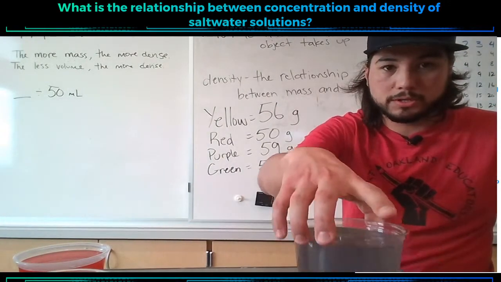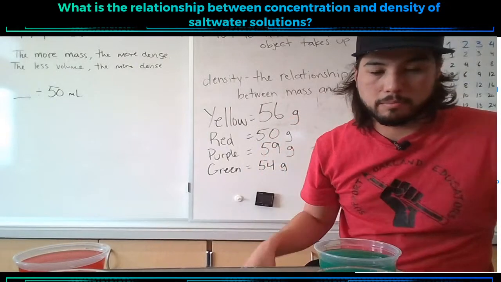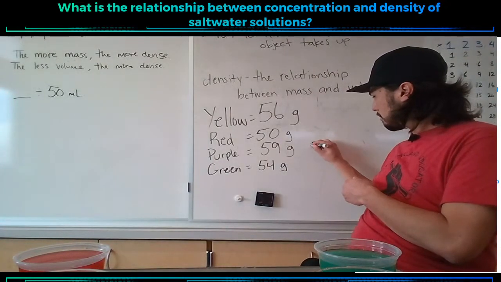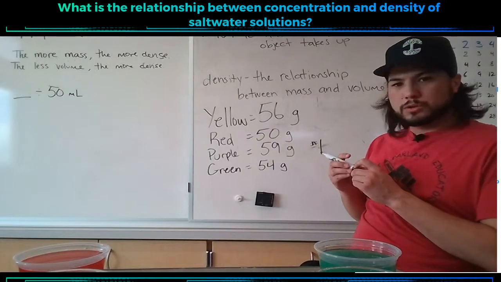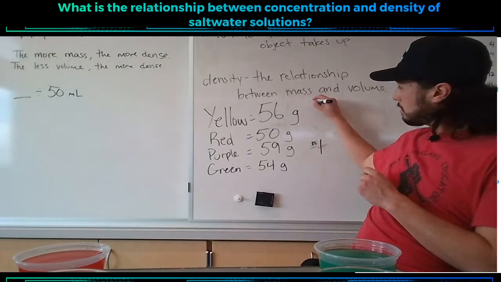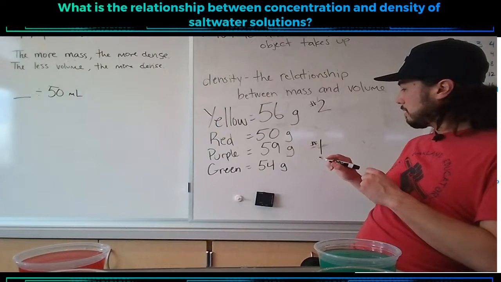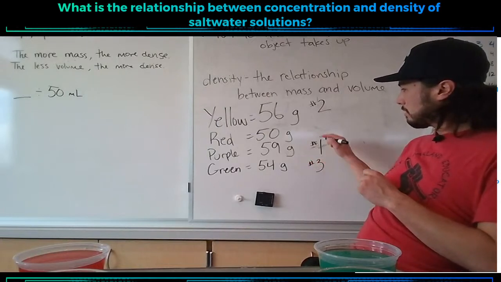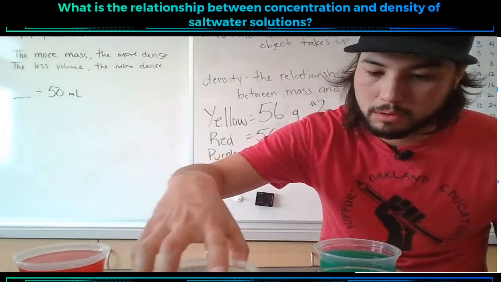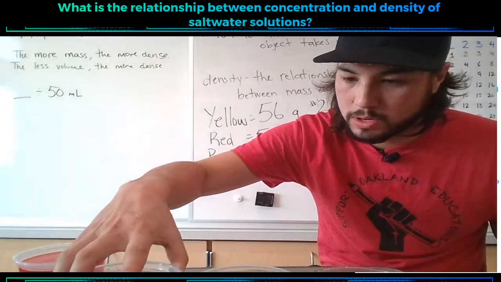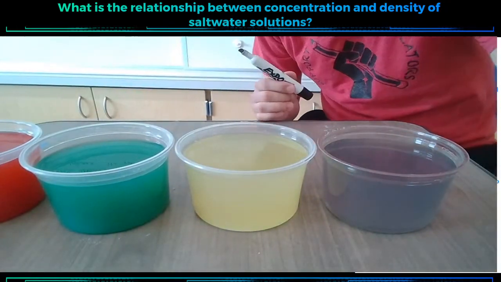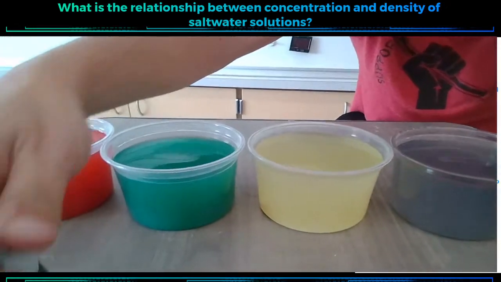Okay, I'm going to put these in order. Most dense is going to be over here on my left, your right. Next most dense, so we're saying this one's number 1 for most dense. Number 2, which one? Yellow with 56 would be the next greatest. Then green. And then red. Okay, so we got purple, yellow, green, and red. So put them down here, purple, yellow, green, and red. There's our 4 different solutions.